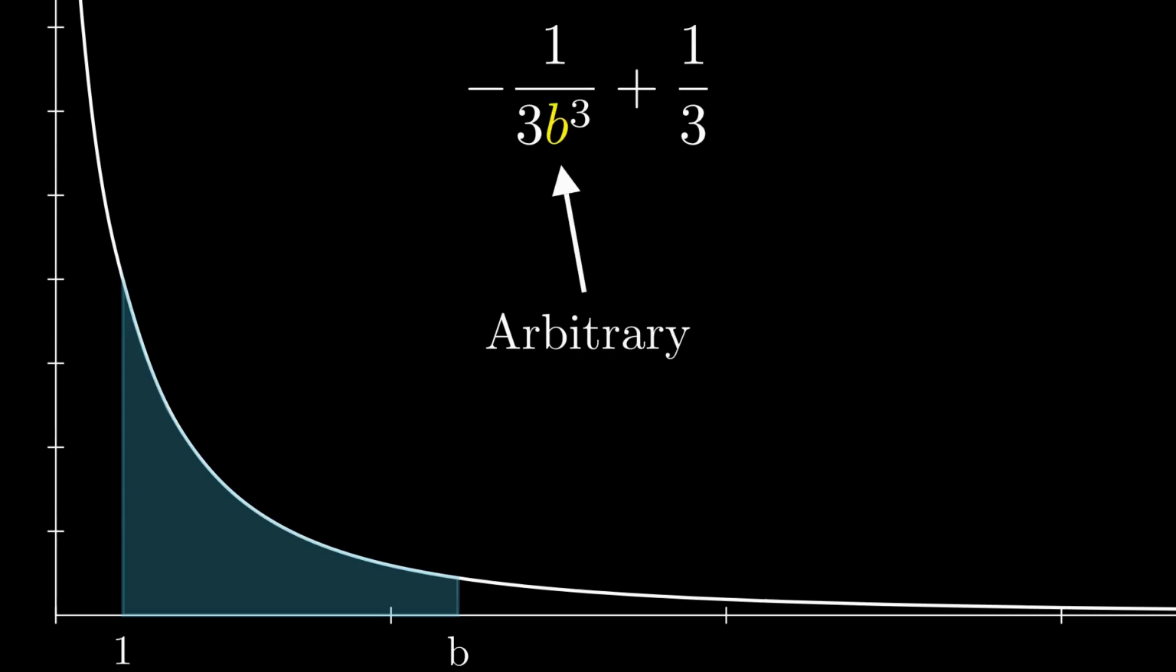So the area under the curve of this function at these bounds 1 and b is negative 1 over 3 times b cubed plus 1/3. Right now we don't have an exact value for b. It's still some arbitrary number. But let's see what happens when we let b get larger and larger.